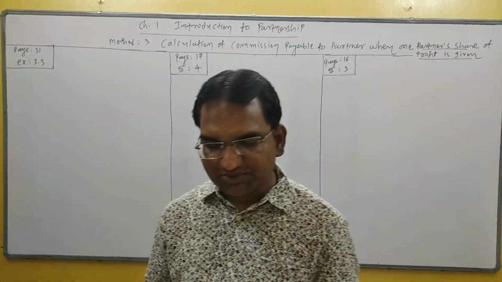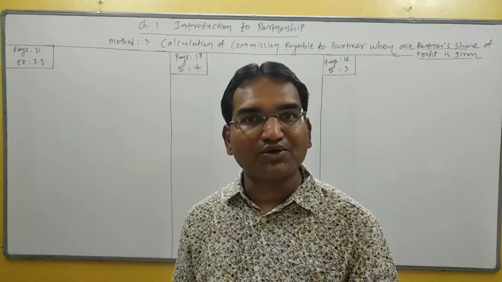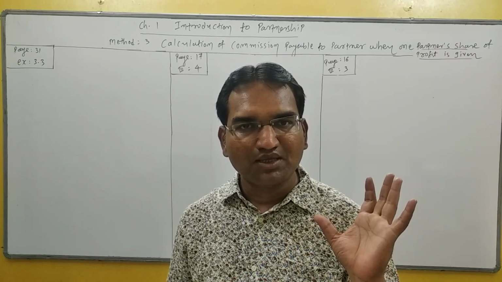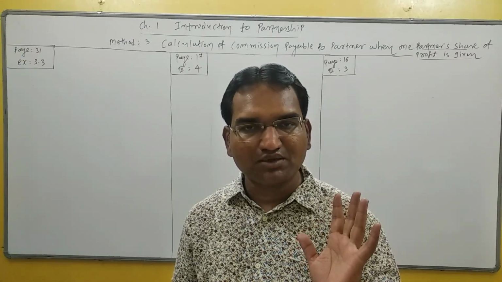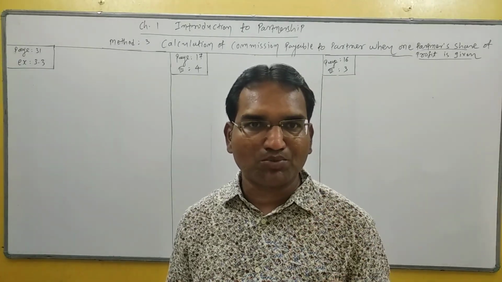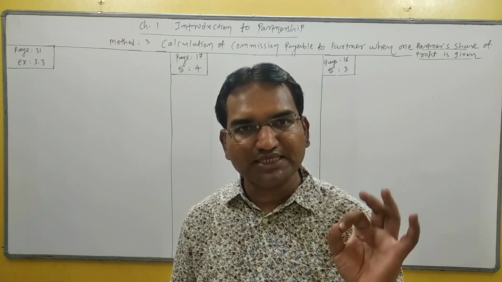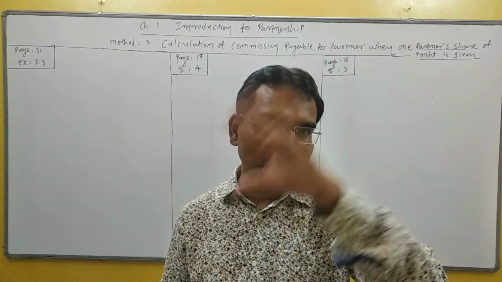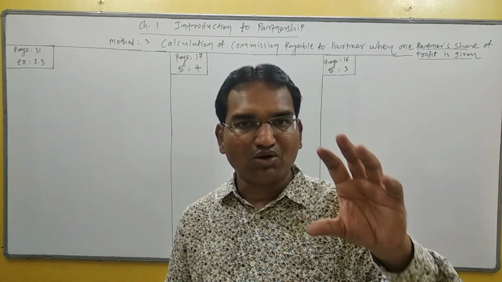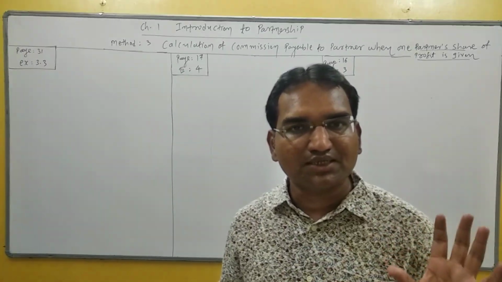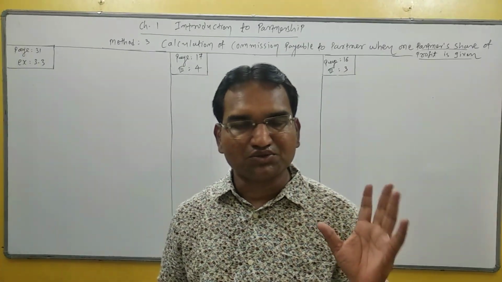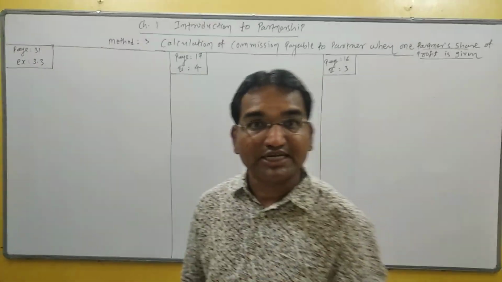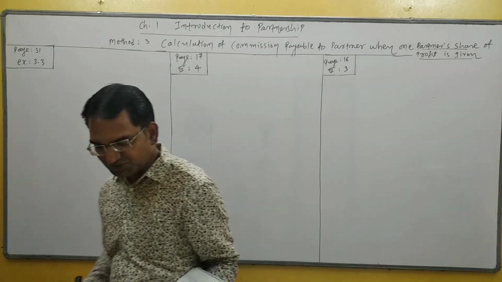Students, here commission is asked in the example, and commission is calculated on net profit. Net profit is not given, only one partner's share of profit is given. So we can easily calculate the net profit of the whole firm, the total profit of the firm, on the basis of Abhijit's share of profit. First of all, we have to calculate divisible profit from Abhijit's share of profit.